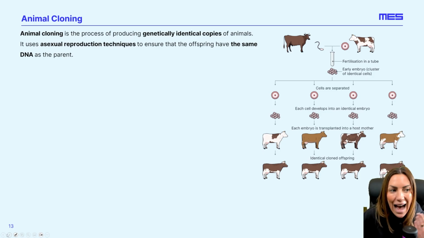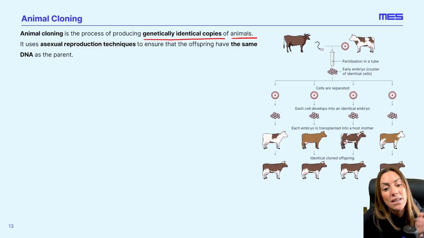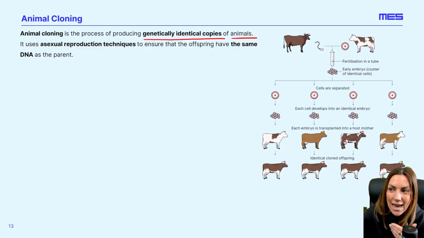Then we have to look at animal cloning. And again, there are two techniques we've got to study, so we're going to go through both. Animal cloning is the process of producing genetically identical copies, but this time of animals, not plants. Again, it uses asexual reproduction techniques. We're ensuring that the offspring will have the same DNA.